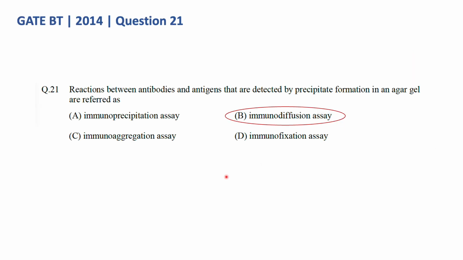Now, coming back to our question, the reaction between antibodies and antigens that are detected by precipitate formation in an agar gel is referred to as. We already saw that the answer is immunodiffusion assay, where we can see visible precipitate rings. That is the answer. We also saw about the principles of the other three assays. Thank you.